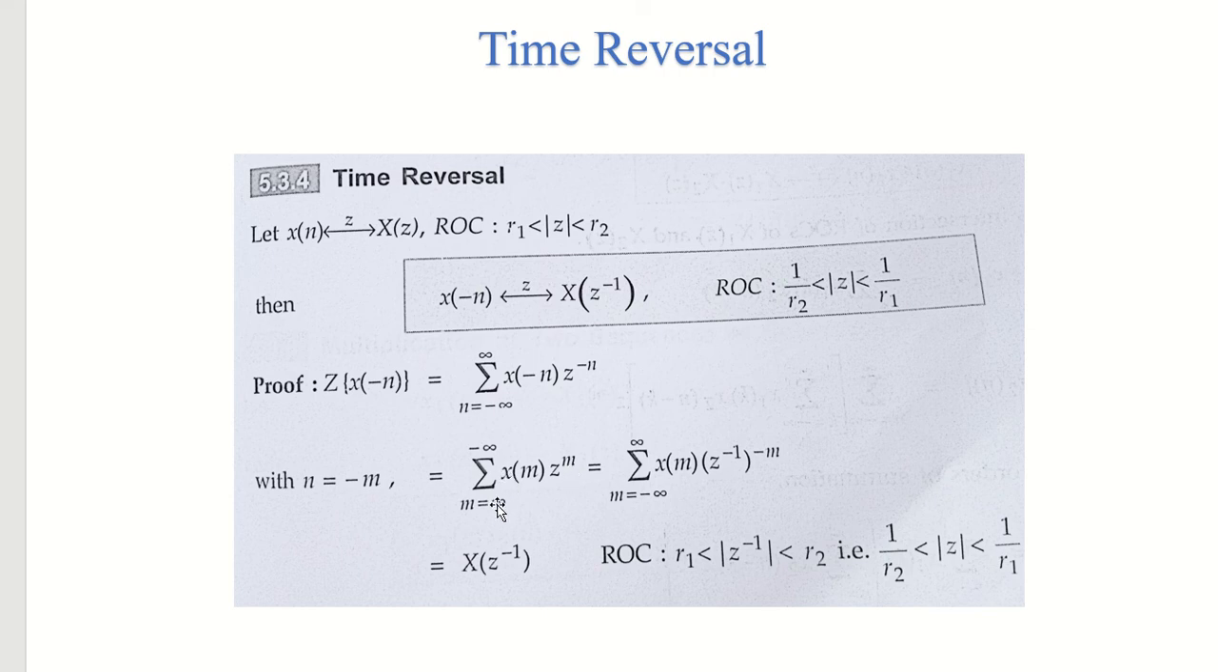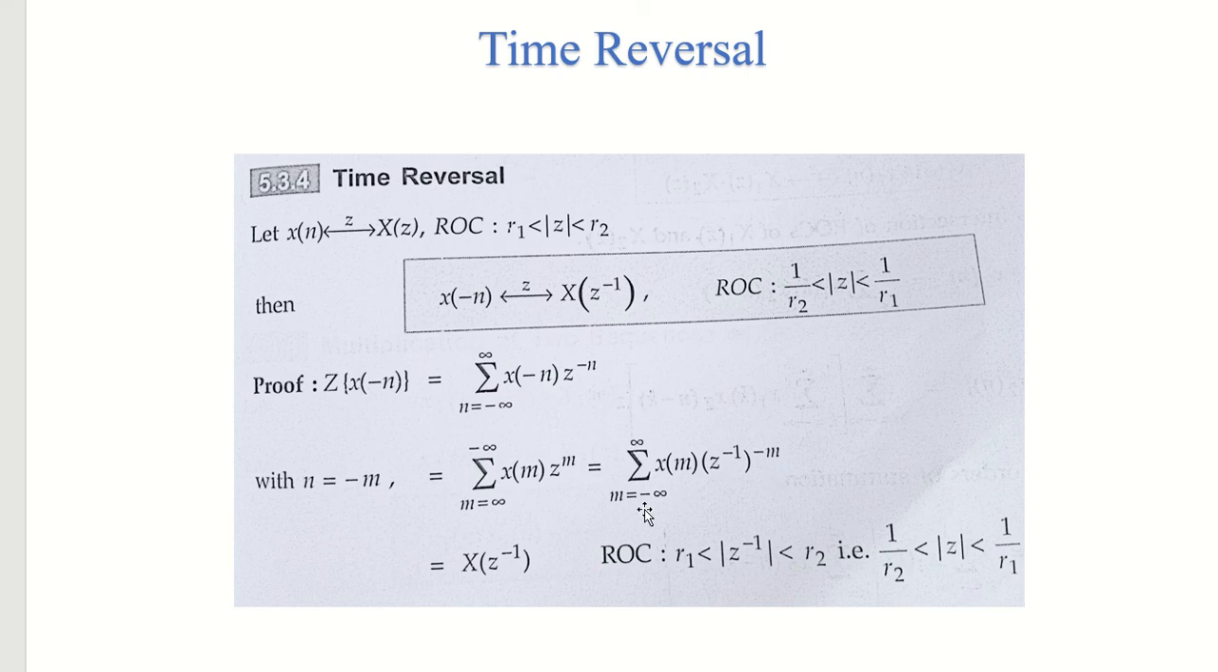Now because we are taking z raised to m, the limit of summation will also change. Instead of minus infinity to infinity, it will become infinity to minus infinity, because we are taking n equals minus m. So what do we have to do in order to change the limit? We have to multiply with minus inside the bracket, inside my summation, right?